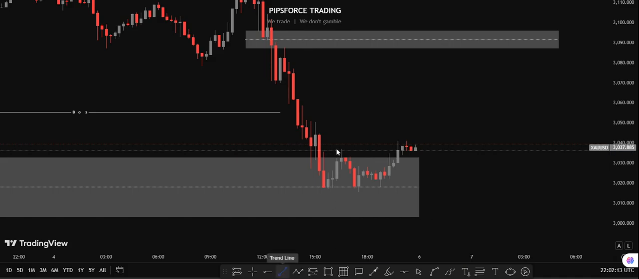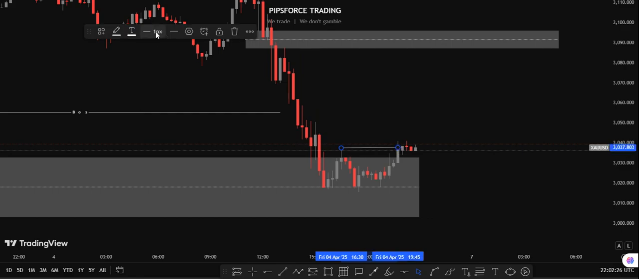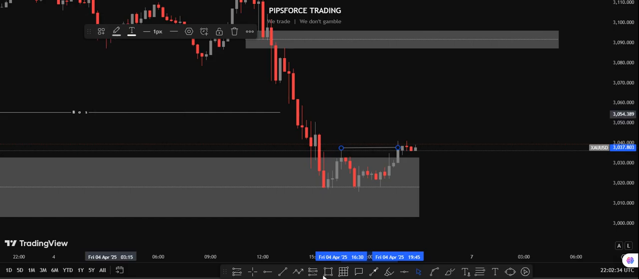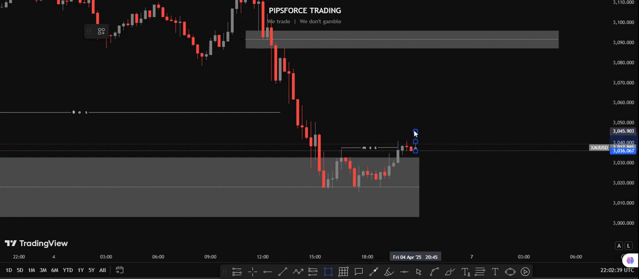So in this case, we have price giving us this structure. We have price having closed above this level. So we need to see a candle to close above this level. In this case, we just have a sweep, not a market structure shift. So you just sweep that high, but we want to see price give us a candle to close above this level to confirm the market structure shift.